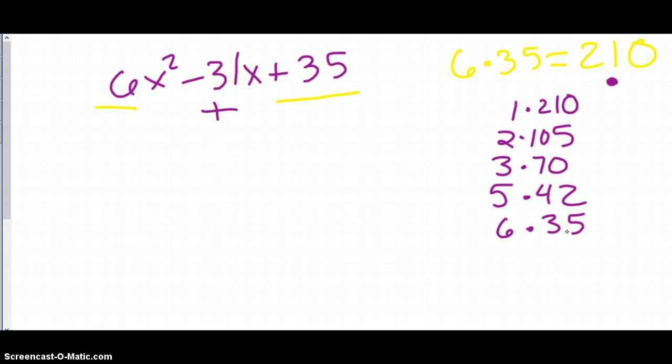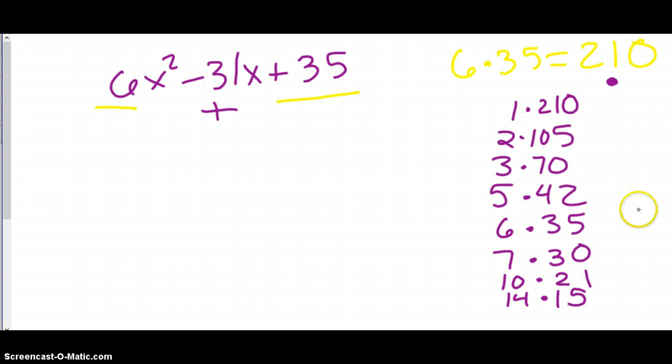Like I said, this is going to be a long list. 7 times 30. 10 times 21. That may be the end of the list. Oh, nope, one more, 14 times 15. So we know we're done when we get numbers that are so close together. 14 and 15 are only 1 unit apart. We're done with our list.